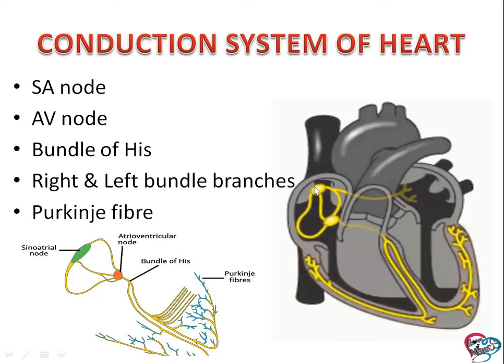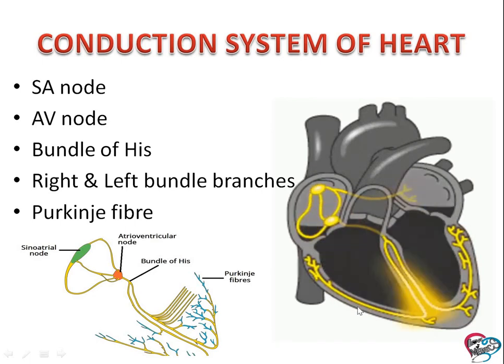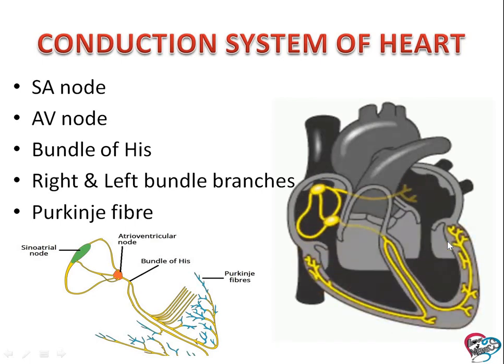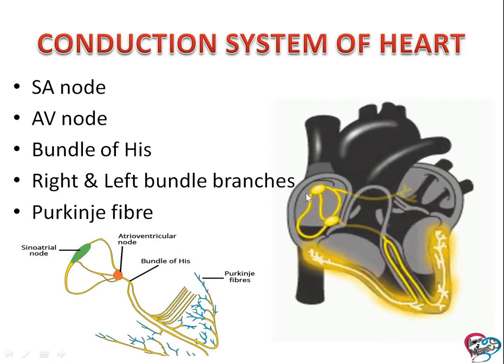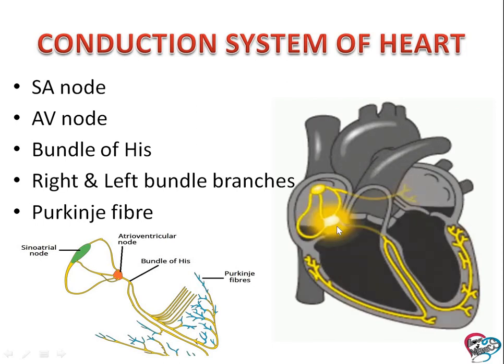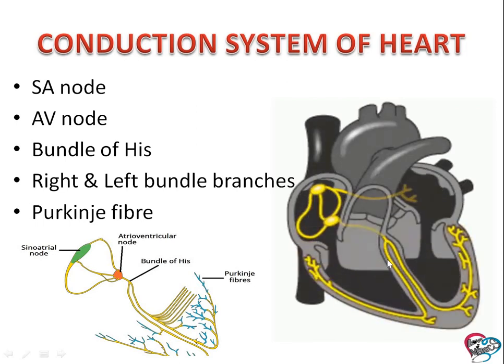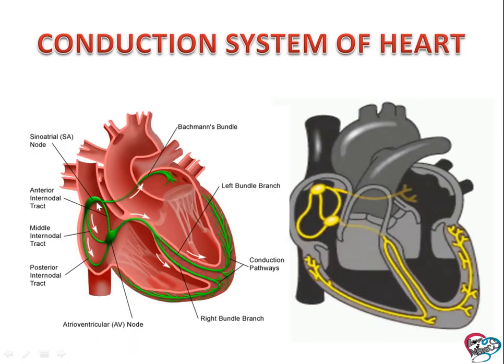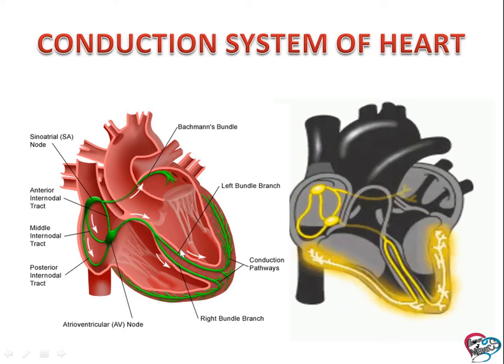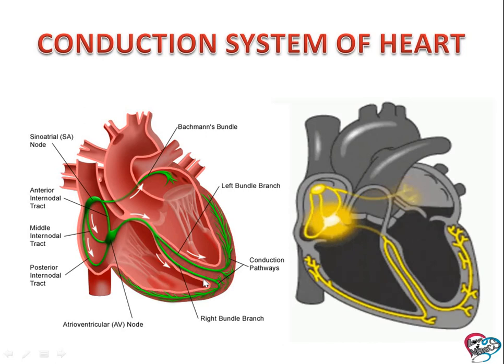SA node produces the electrical signal and it passes to all segments of the heart, that is the conduction system of the heart. The components of the conduction system are SA node, AV node, bundle of His, right and left bundle branches, and Purkinje fibers.